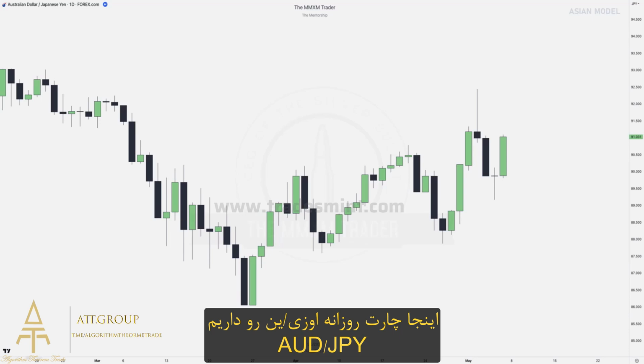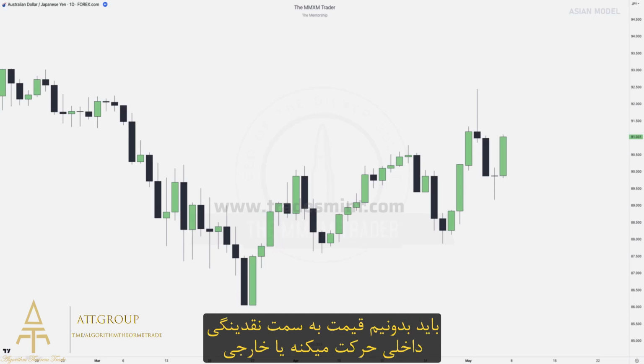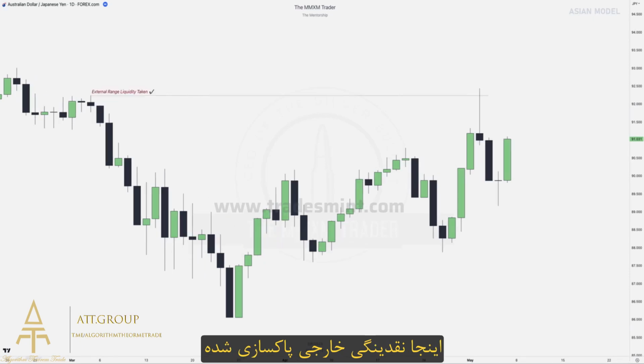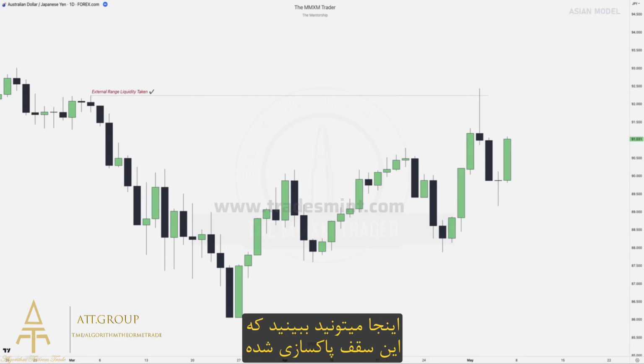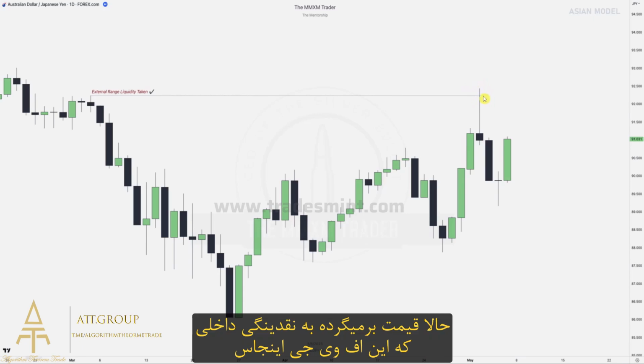So over here we've got the Australian dollar Japanese yen daily chart. We're still going to go over our higher time frame draw, right? We need to know if we're coming from internal or external. So what do we see on this chart? We've got that external range liquidity taken, right? So we move from external to internal and from internal to external, right? We can see that over here, this high has been taken out. So external range liquidity has been liquidated. And now we move back into internal range, which is this fair value gap.